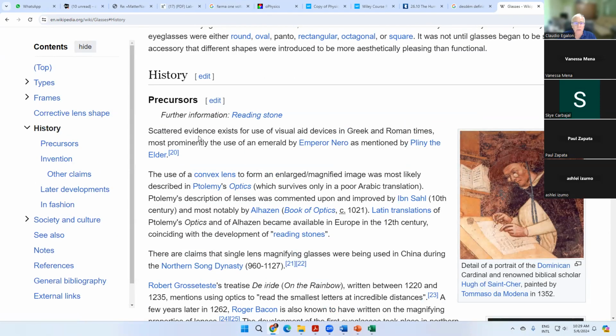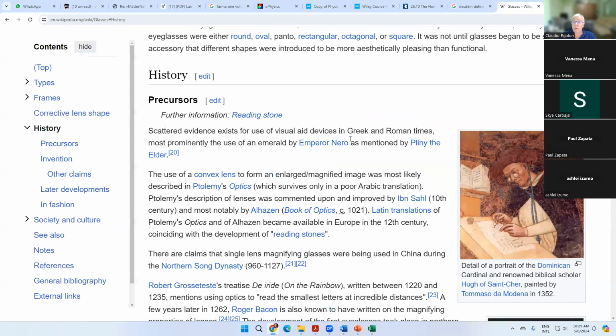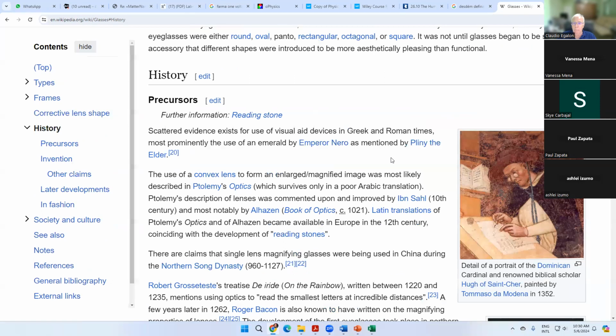Precursor. Scattered evidence exists for use of this. Oh, in Greek and Roman times. It's not just in the 1500s. It was way back in antiquity, right? Scattered evidence exists for use of visual aid devices in Greek and Roman times. Most prominently, the use of emerald by Emperor Nero, as mentioned by Pliny the Elder.